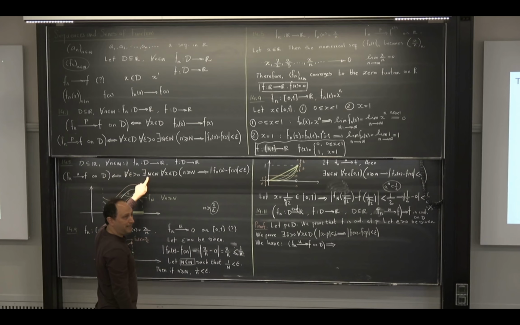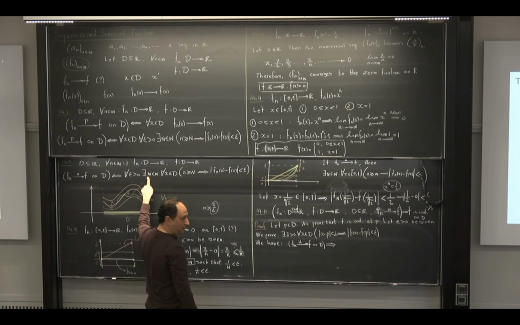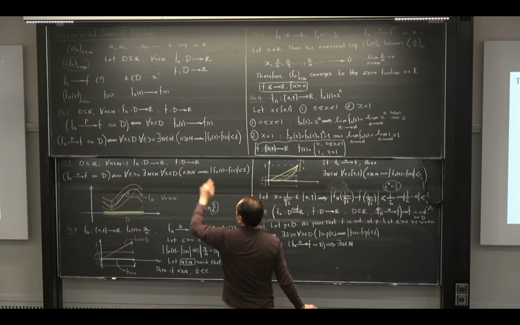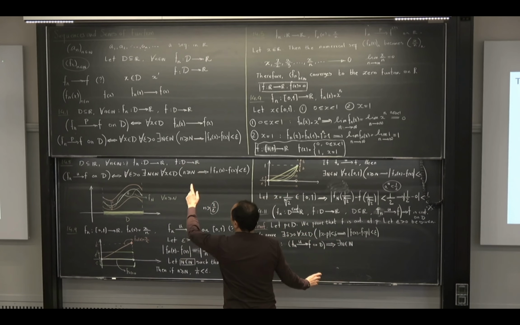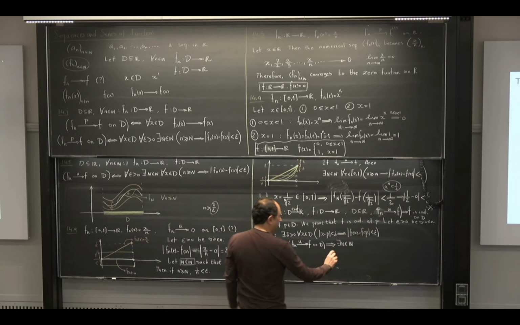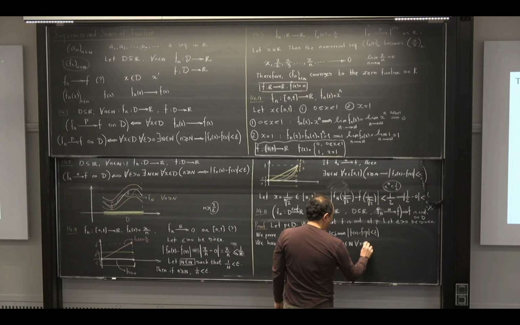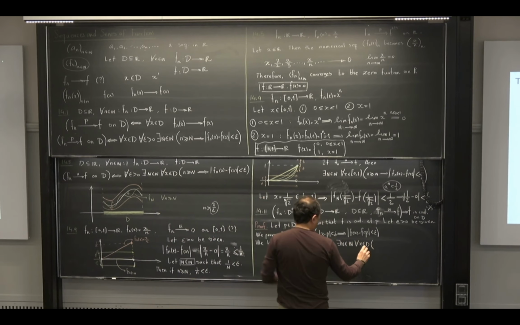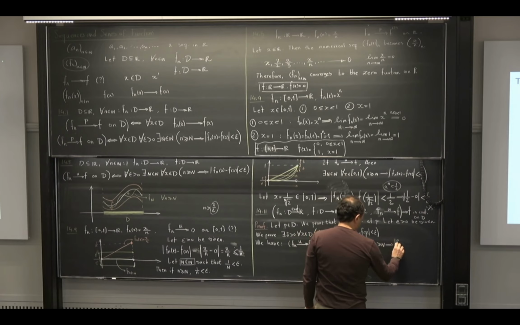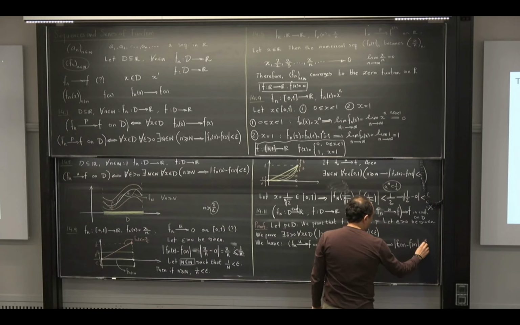It will give you an n, not a delta. But anyway, it gives you an n such that for every x in D, if little n is greater than or equal to capital N, then the absolute value of f_n(x) minus f(x) is less than epsilon over 3.